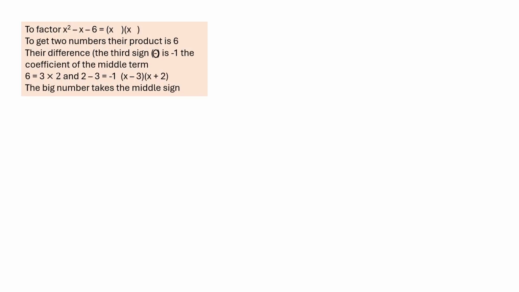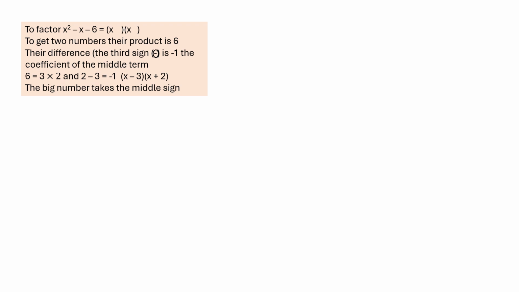How to factor x squared minus x minus 6? First of all, split x squared into x and x, one in the first bracket and one in the second bracket. It's an easy concept. To get the two numbers, their product is 6, because when we FOIL two brackets, we multiply what times what equals 6.